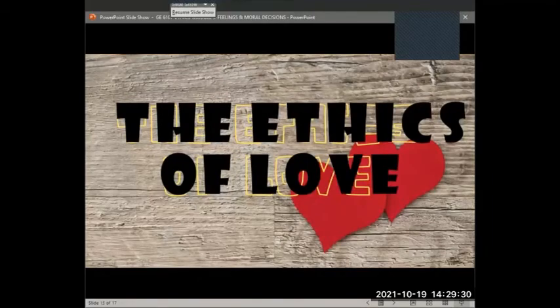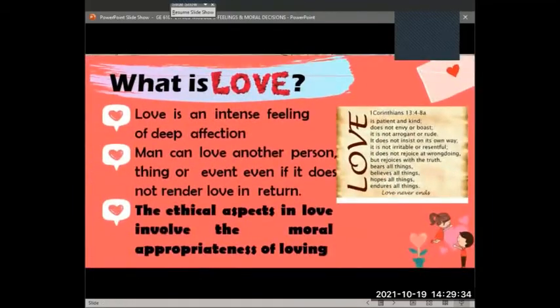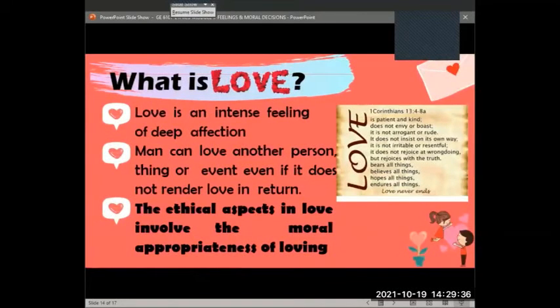Now let's move on to the ethics of love. What is love? Love is an intense feeling of deep affection. Man can love another person, thing, or event even if it does not render love in return. So the ethical aspects in love involve the moral appropriateness of loving.